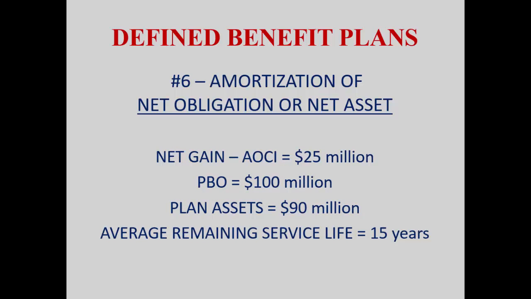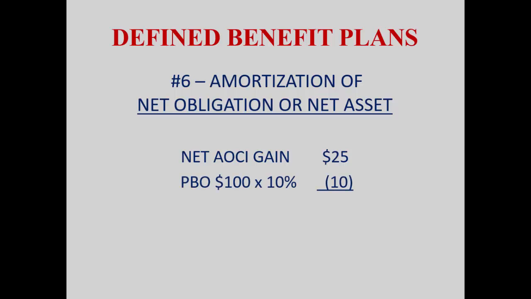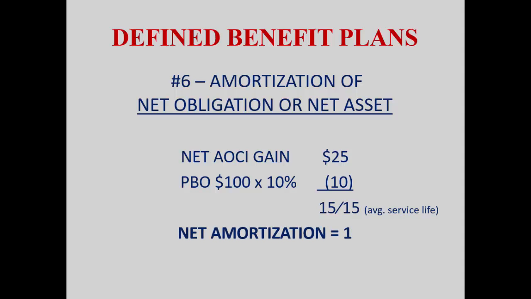This is the information you were given. First, look at the PBO and the plan assets, the greater than rule. So you're going to disregard the plan assets and use the PBO in this calculation. 10% of that is subtracted from the net accumulated other comprehensive income gain to give you 15. Divide that by the average service life of your employees that your actuary gave you. So your net amortization is 1 of this amount. This is how you calculate this.